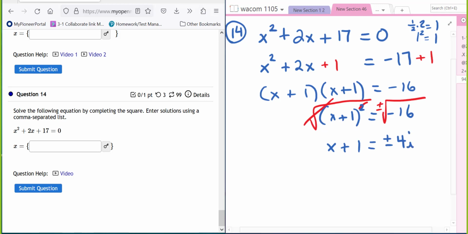Right, so I still need to move my 1, so I'm going to subtract 1. So x will equal negative 1 plus or minus 4i. And you would have to separate it because there's no plus or minus button. So this one wasn't so bad. It just gave you something a little different.